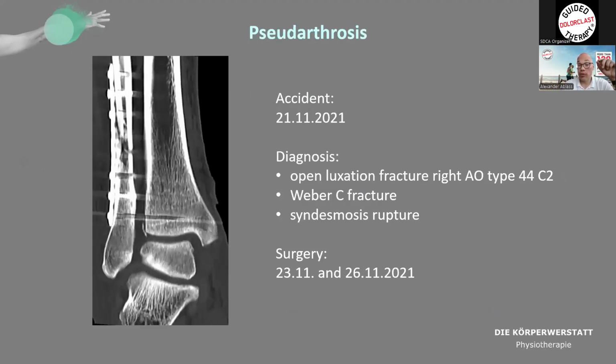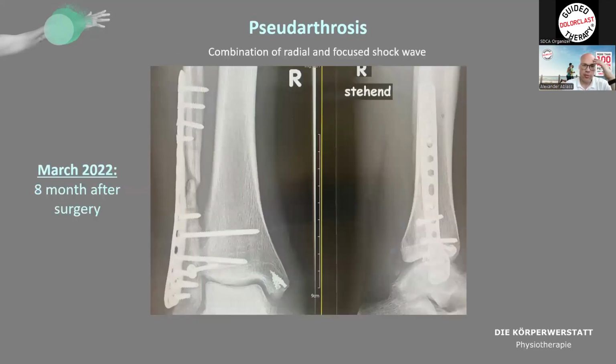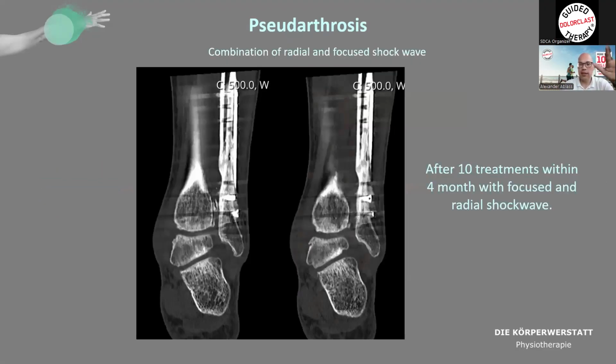Or if it's a real pseudarthrosis, like with this guy, almost the same surgery, same accident the other player had, just the fibular fracture. And you can see 8 months after surgery that this is not healing itself. So 2 possibilities: doing shockwave intense combination radial and focused shockwave therapy, or another surgery. So we decided to try the combination because it was a really hard decision with this picture. But at least after 10 treatments within 4 months, we can see a fully healed cortical bone.